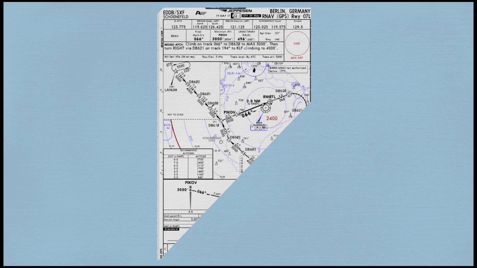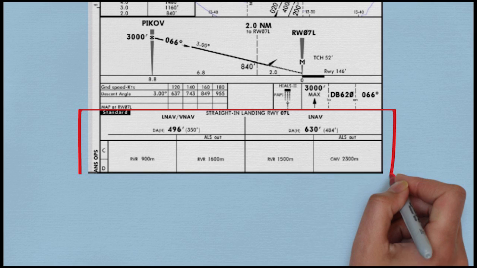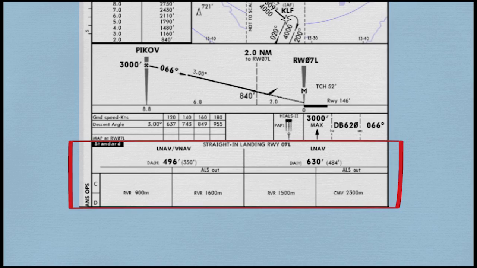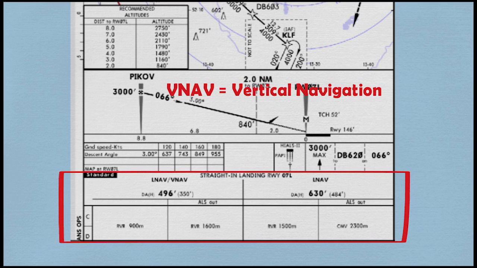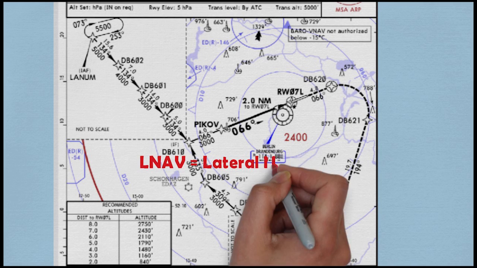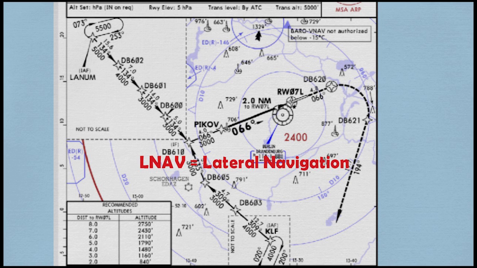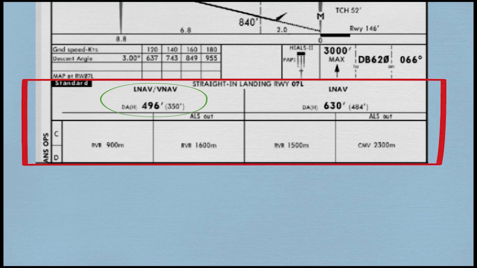Operating minima for RNAV approaches are defined as LNAV and VNAV. VNAV stands for vertical navigation and refers to the aircraft's ability to automatically fly the vertical profile. LNAV is lateral navigation and is the aircraft's ability to track the lateral profile. If the aircraft is both VNAV and LNAV capable, you use that operating minima.